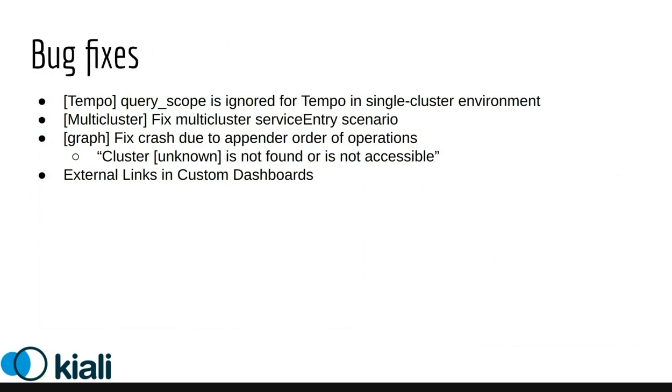Another bug fix: there was a crash in the graph when the cluster name was not found or was not recognized in any of the nodes in the graph, and we have fixed it. So we don't see a crash, and we are going to see this traffic as traffic coming from external or not allowed nodes. And the last one was a fix for the external links when we define custom dashboards in Grafana.